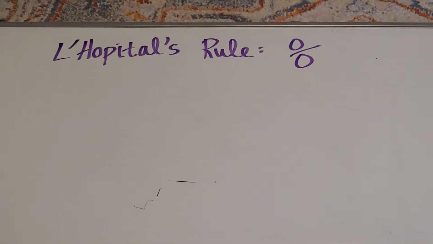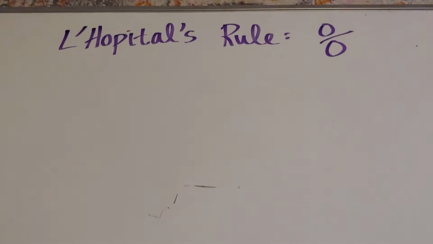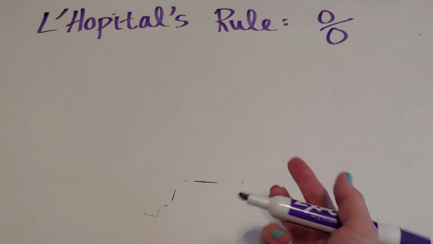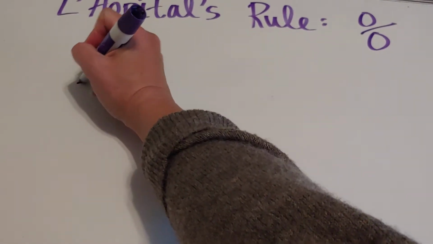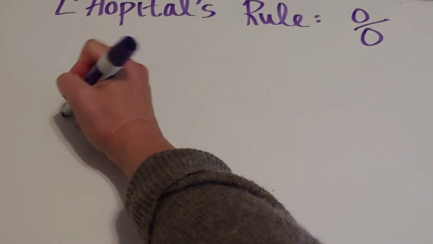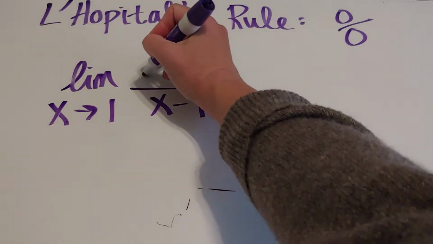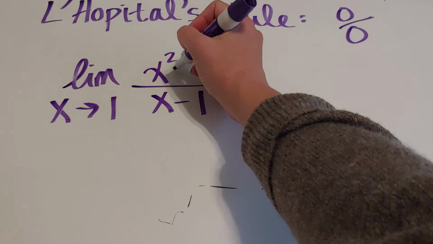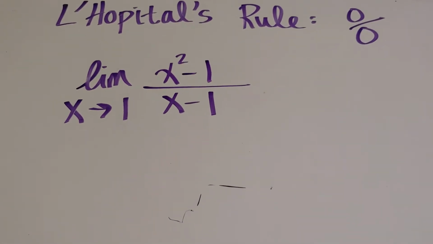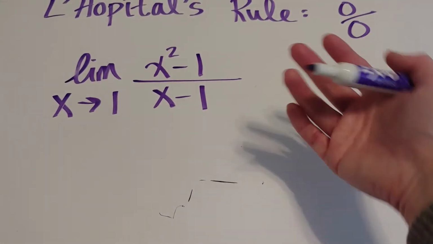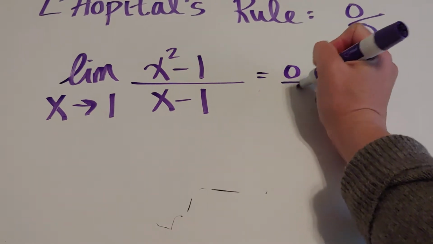In this video, we're going to look at L'Hopital's rule, that's how we say that, in the 0 over 0 case. So what L'Hopital's rule is, it's a limit theorem. And the idea is that if we had something like, I'll keep it easy, the limit as x approaches 1 of x squared minus 1 over x minus 1. If I plug in 1 into both, I get 0 over 0.